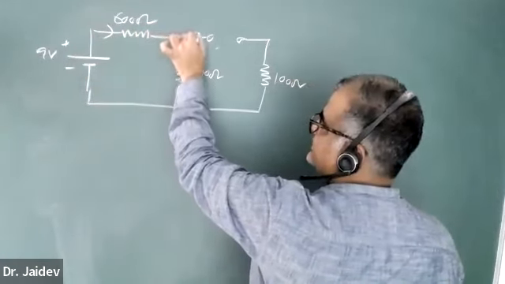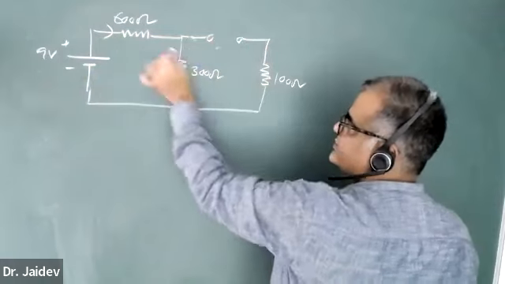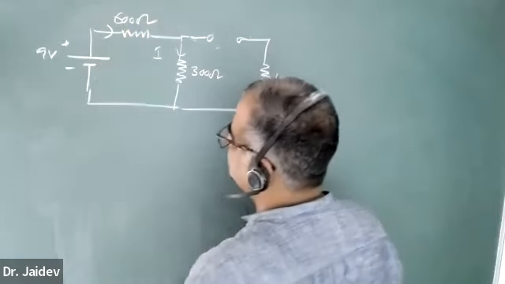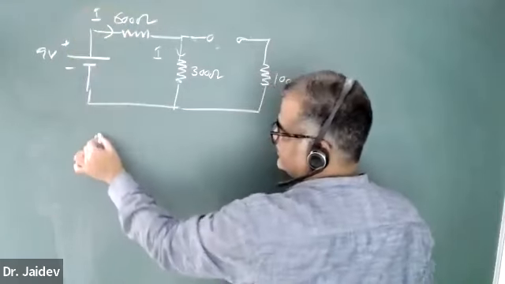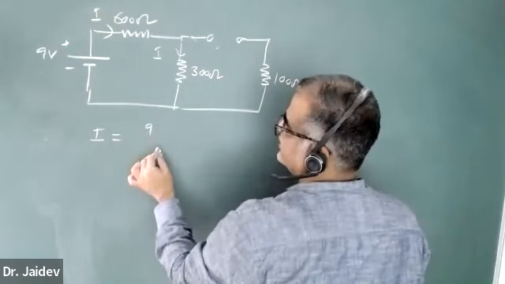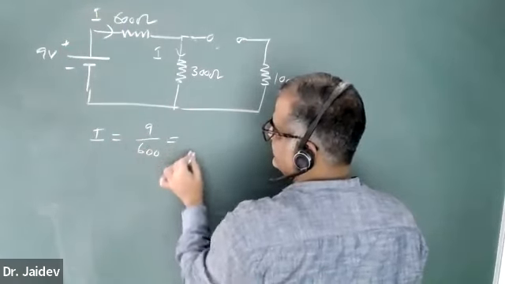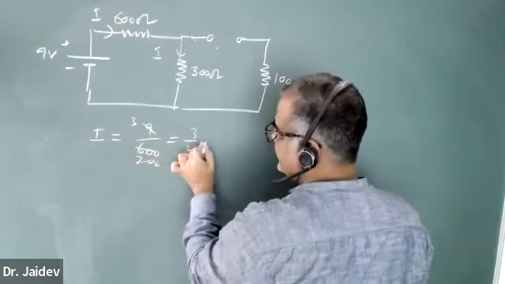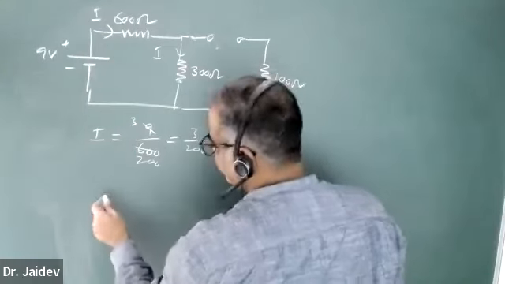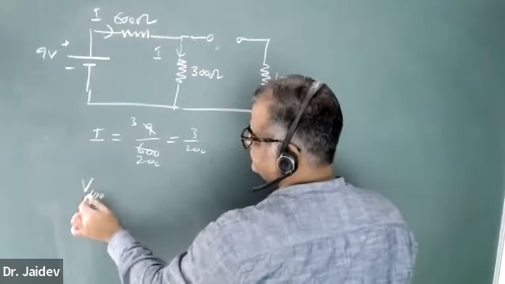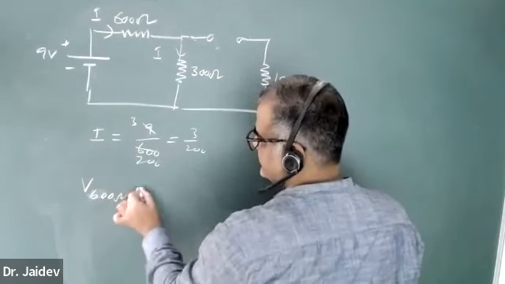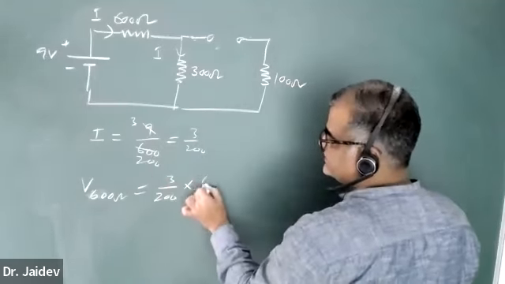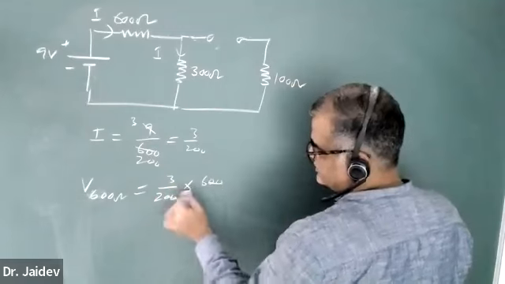Current is coming here. This current cannot go here because it is open circuit. So whatever current is coming will go here. So what is the voltage drop across 600 ohm? What is the current in the circuit? The current in the circuit is 9 volt divided by 600 ohm, that is 3 by 200. And the voltage across 600 ohm will be this current times the resistance 600.